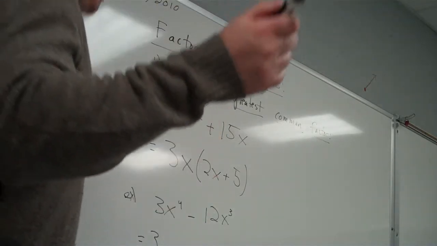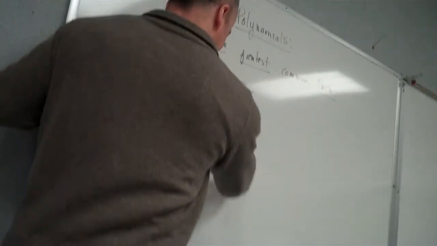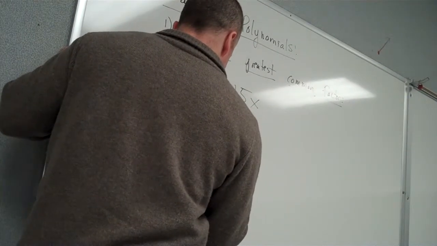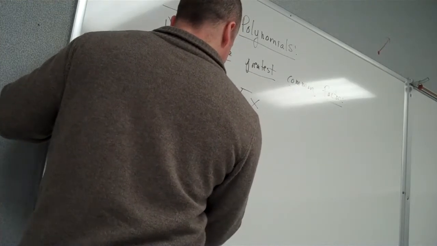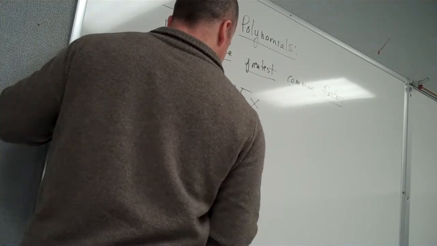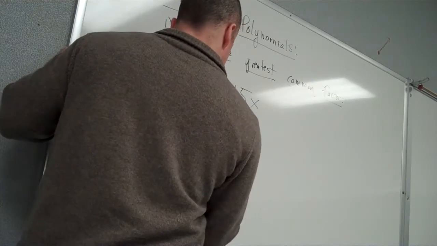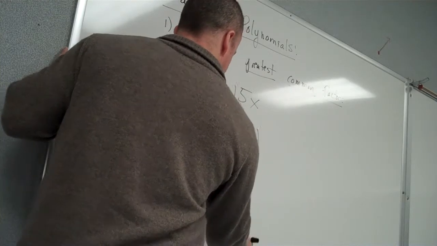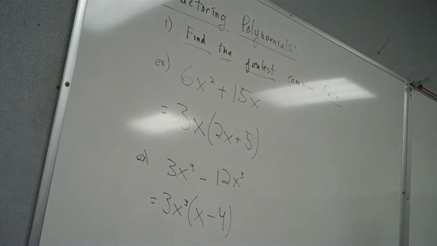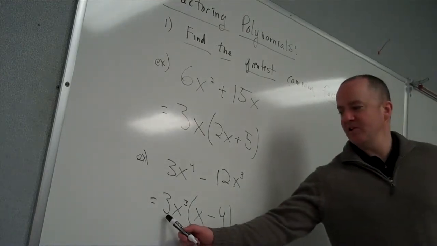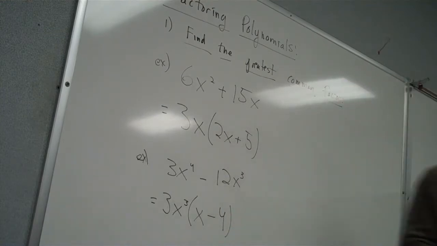3x cubed. You've got to count. Ask yourself, how many x's does each term have in common? 3x cubed times what gets me 3x to the 4th? 1x, or just x. Minus 3x cubed times x minus 4. Oh, 4. You guys are good at this game. Wait, no, wouldn't it be 4x because you already have 3 cubed? Okay, if I multiplied 3x cubed times 4x, I would get 12x to the 4th.